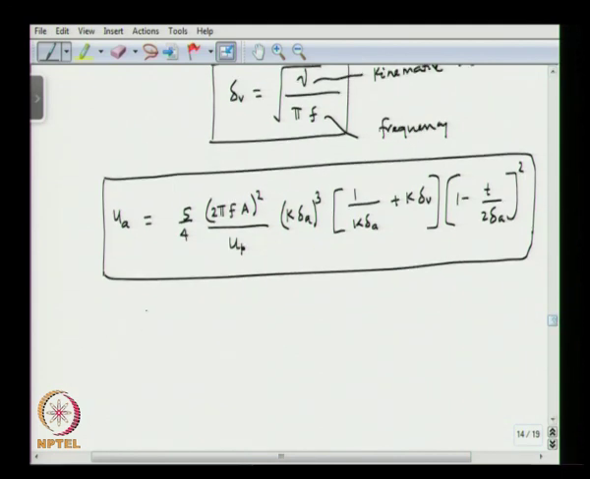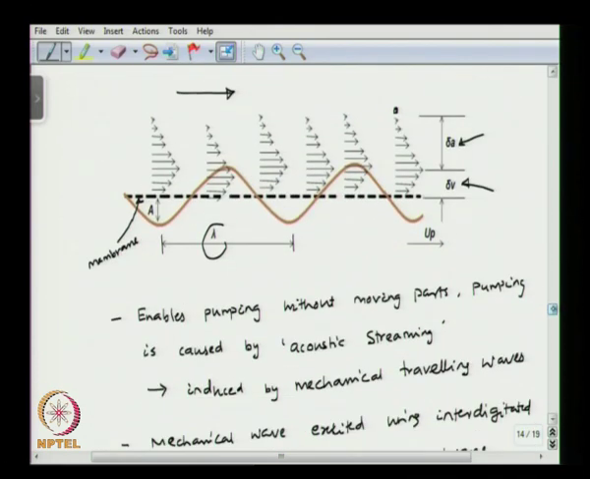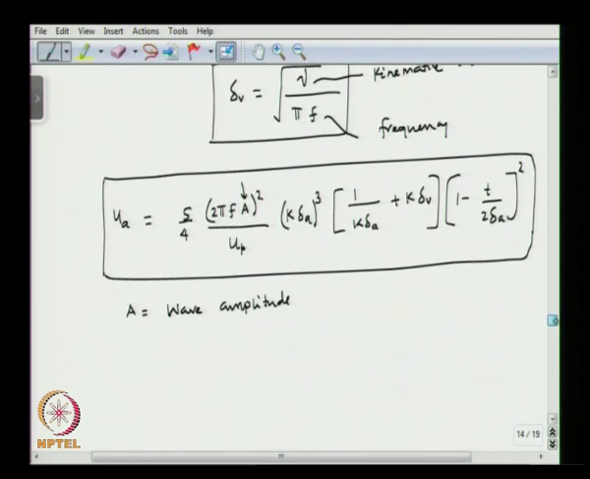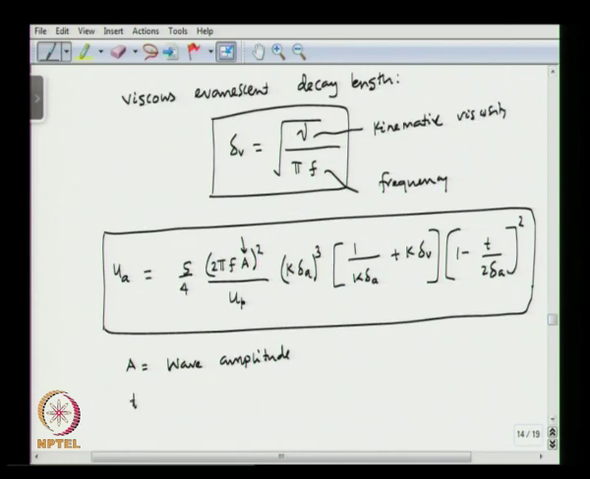Here A is the wave amplitude, this amplitude here, and T is the plate thickness, the thickness of the flexural membrane. K is known as the wave number, which is 2 pi over the wavelength.